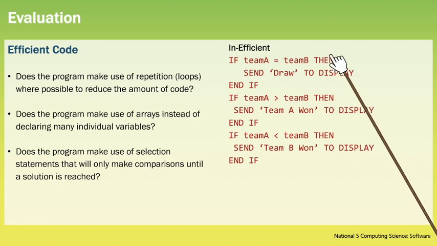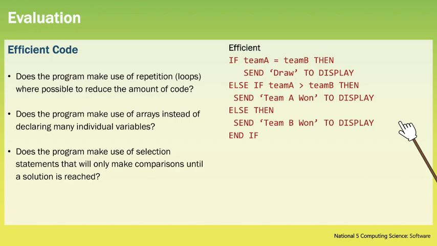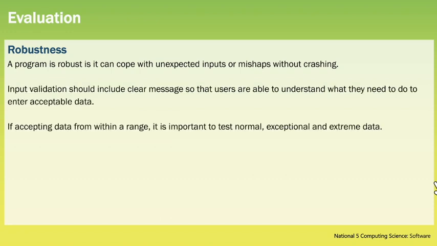So in order to make this solution more efficient, we can use an if-else statement. So if 4 is equal to 3, then draw, but it's not. Else if 4 greater than 3, then team A has won. So we do not check the rest of the if statement. When we're talking about robustness, we mean our programs to cope with unexpected inputs or mishaps without crashing. For the purposes of National 5, this is referring to the fact if our program includes input validation.